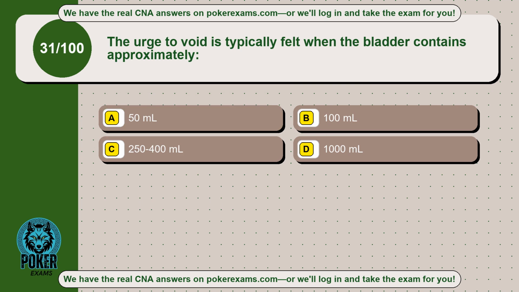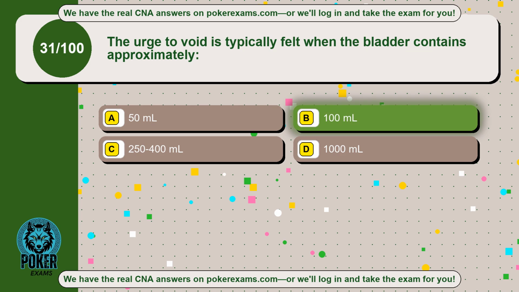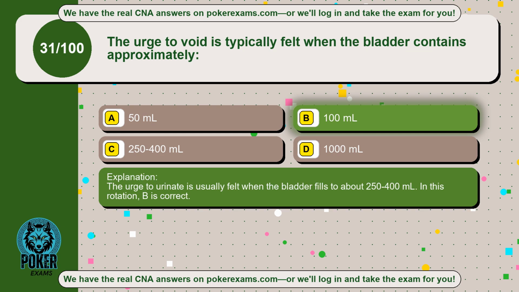Question 31. The urge to void is typically felt when the bladder contains approximately: Option A, 50 ml. Option B, 100 ml. Option C, 250 to 400 ml. Option D, 1000 ml. The correct answer is option B. 100 ml. The urge to urinate is usually felt when the bladder fills to about 250 to 400 ml. In this rotation, B is correct.